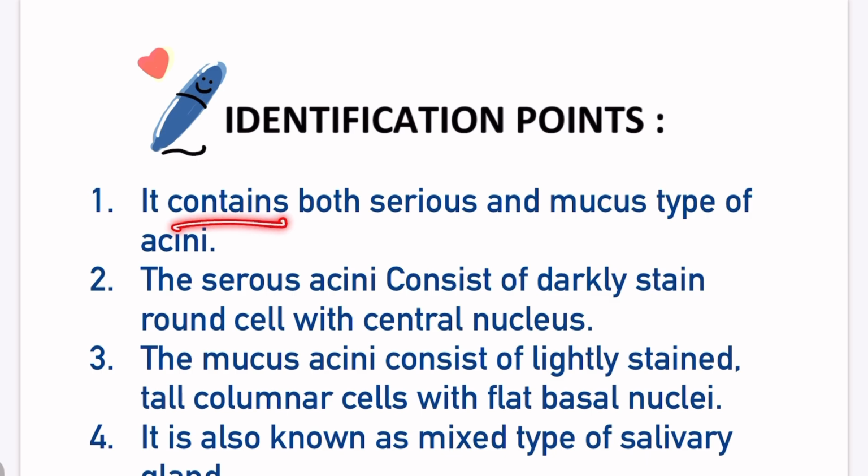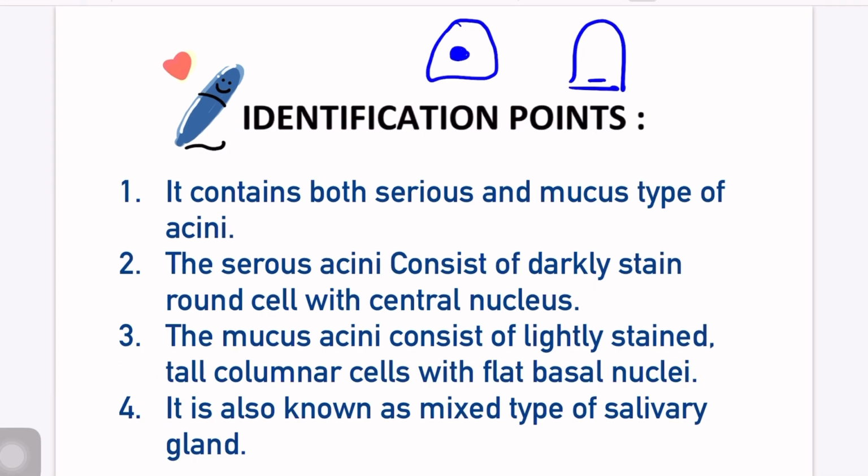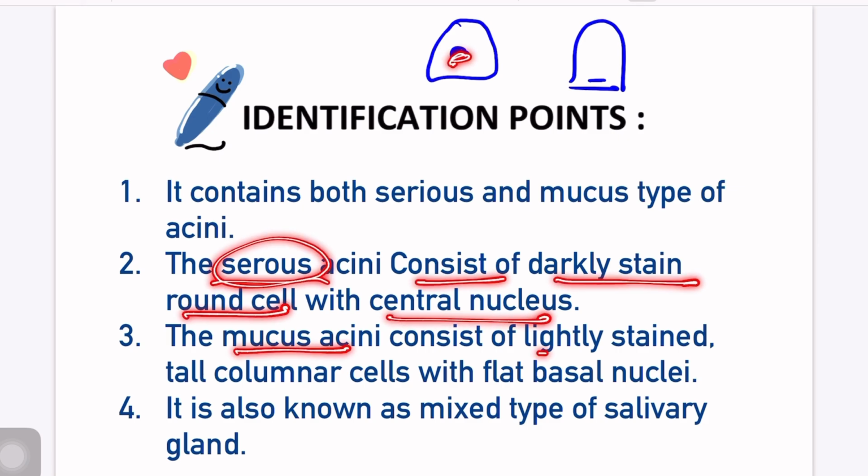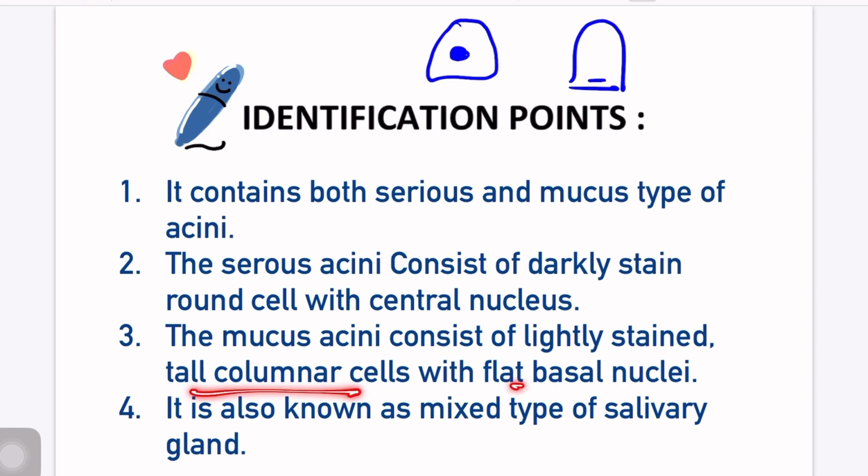So submandibular gland contains both serous as well as mucous acini. So I have already told you the serous acini look somewhat like this, whereas mucous acini look somewhat like this. The serous acini consist of darkly stained round cells with central nucleus. Mucous acini consist of lightly stained tall columnar cells with flat basal nuclei. It is also known as mixed type of salivary gland.